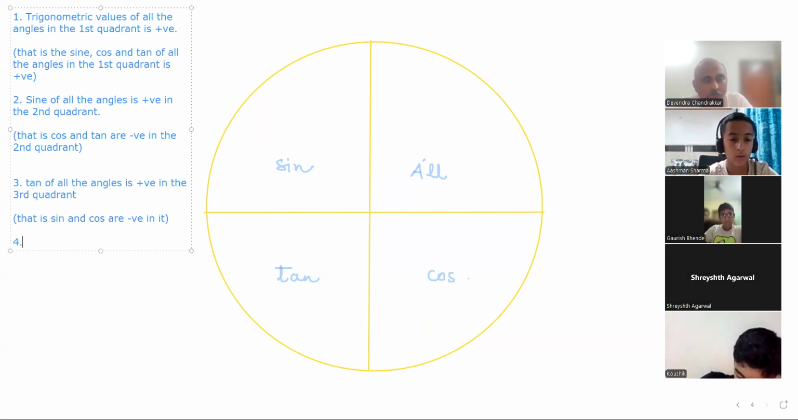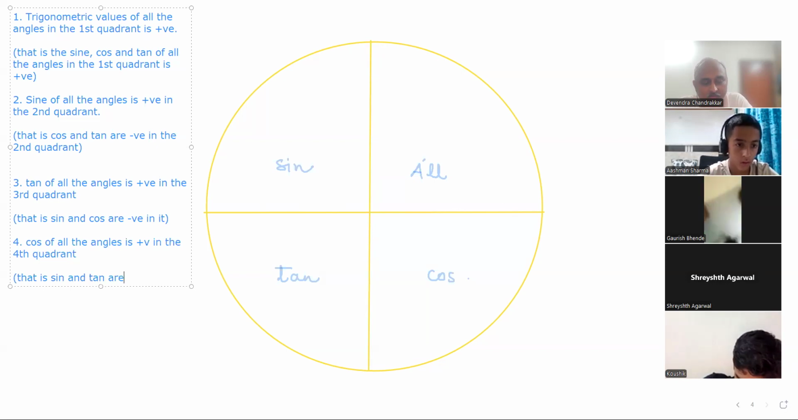The last one is the fourth one. This is cos of all the angles. Cos of all the angles is positive in the fourth quadrant, okay? That is, sine and tan are negative in it. Any doubts till this point?